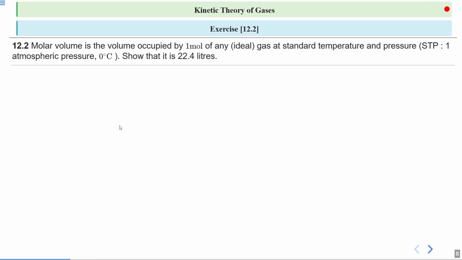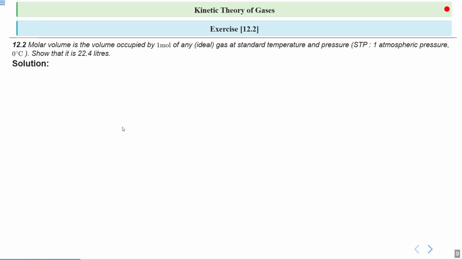Molar volume is the volume occupied by 1 mole of any ideal gas at standard temperature and pressure. Standard temperature and pressure means pressure is 1 atmospheric pressure and temperature is 0 degrees Celsius, so that it is 22.4 liters. Alright, let's see the solution.